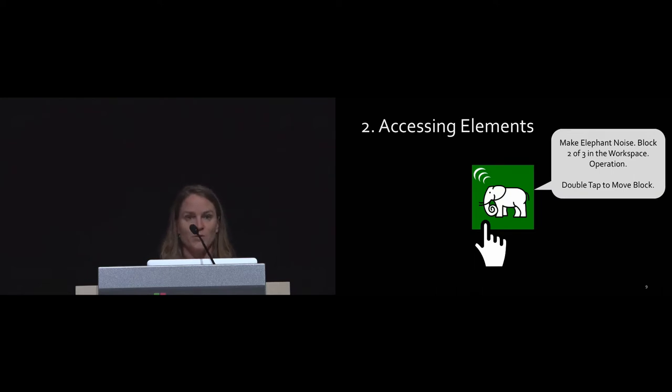For the kids that were blind, of course, we wanted to make sure that it worked well with a screen reader. So we added information for the screen reader to make it usable. The first piece of information was what the block actually was. So this is a make elephant noise block. Then we had information about where the block was, so block 2 of 3 in the workspace, what type of block it is, operation, and then how to move it as a hint. So you can double tap to move this block.